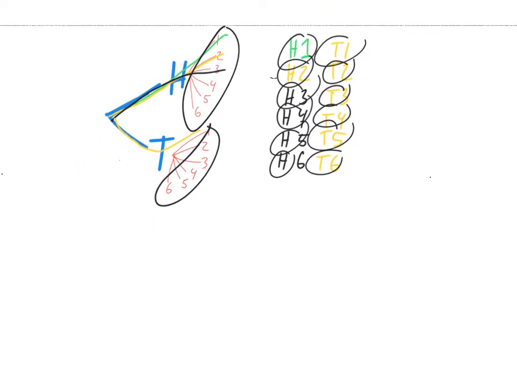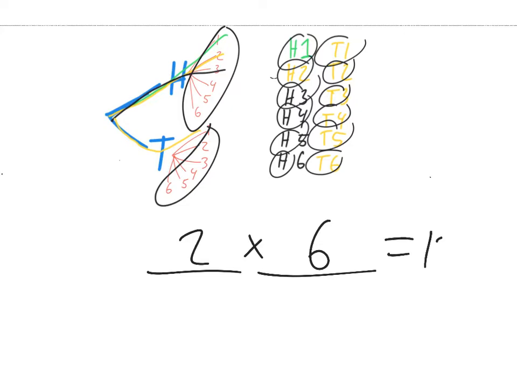Or we did 2 things. 2 different events happen. I can multiply the numbers of those 2 events. With the coin, I've only got 2 options. With the number cube, I've got 6 options. When I do 2 times 6, I get 12 total options.